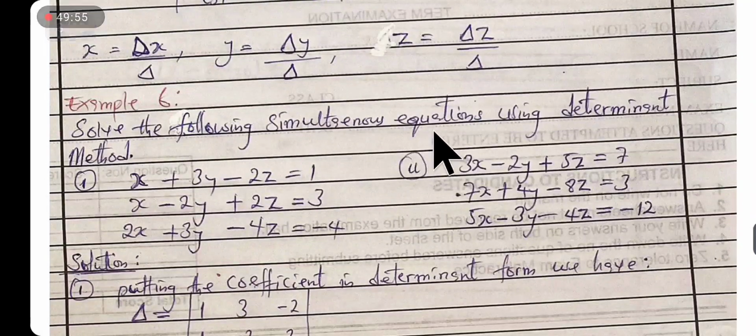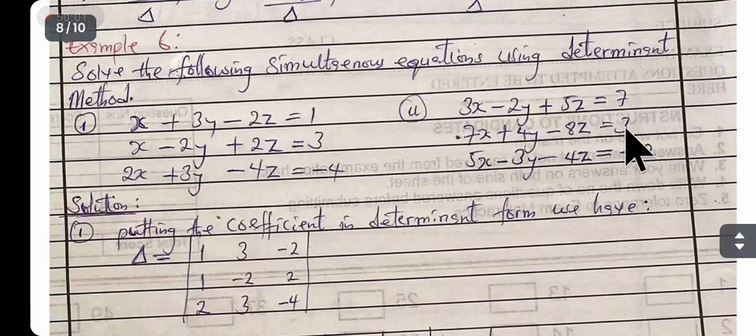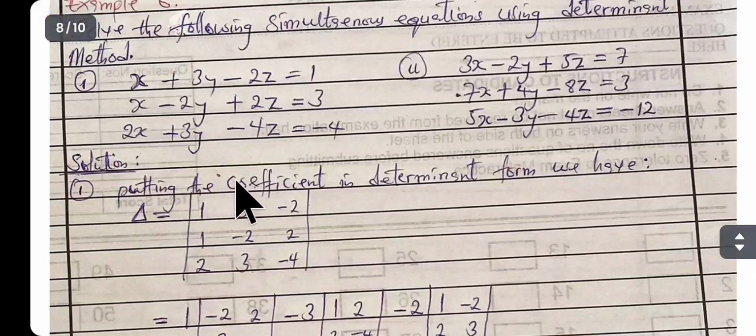Solve the following simultaneous equation using the determinant method. I have two here, I have one here, I have two here. So I may solve one and then you try the second one yourself. Alright, the first one, let's extract the coefficients now.